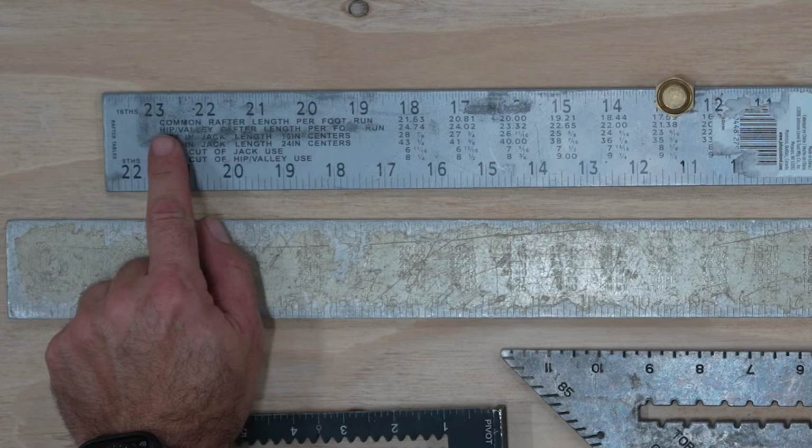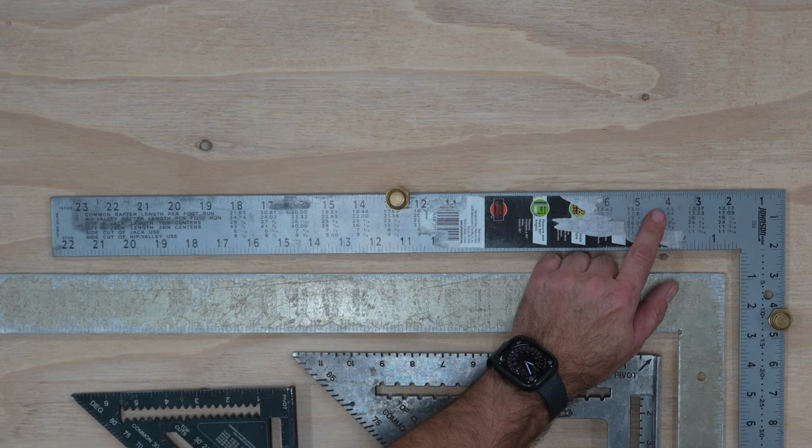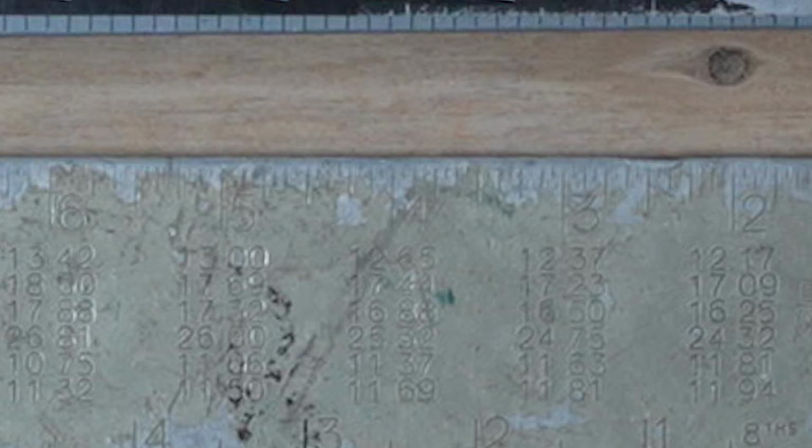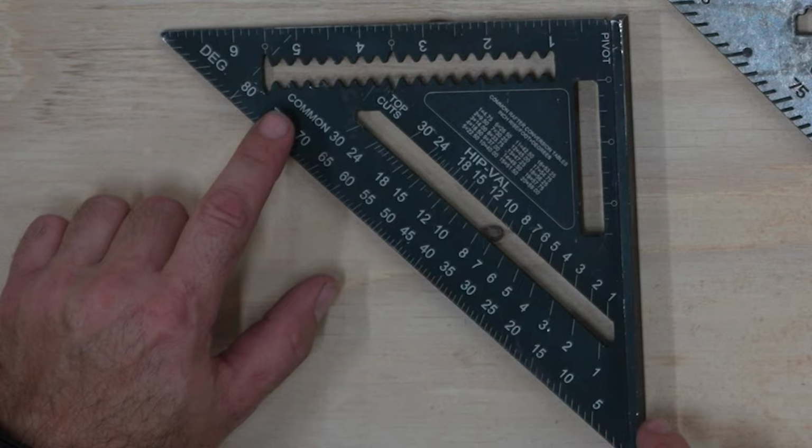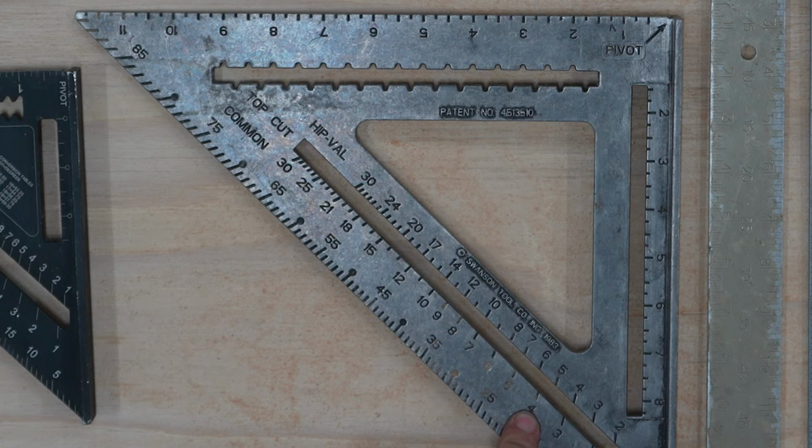Then if we go over to the 4-12, it is unreadable. But if we look at the Empire framing square right under it, we see it says 12.65. That number seems familiar. Yes, that is the 4-12 constant we calculated earlier. So you don't need to calculate it again if you have a framing square. On the left speed square, it has a mark for common rafters, as does the large speed square, and I'll show you how to use those here in just a bit.